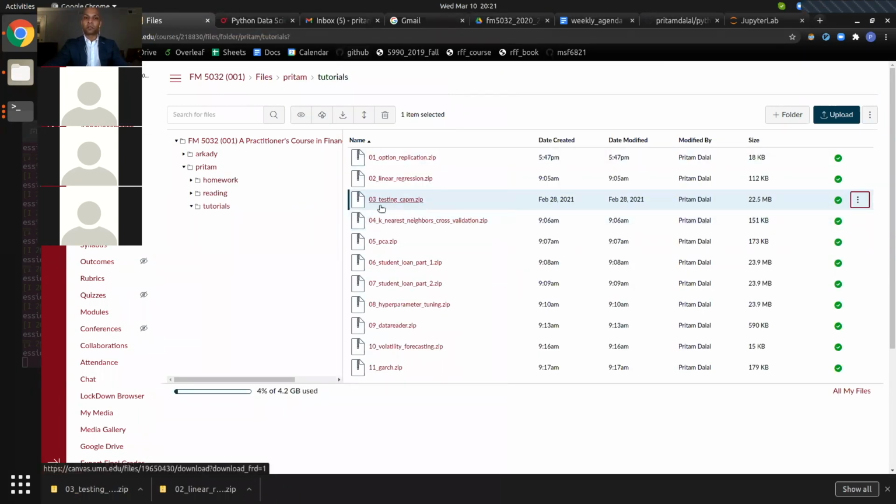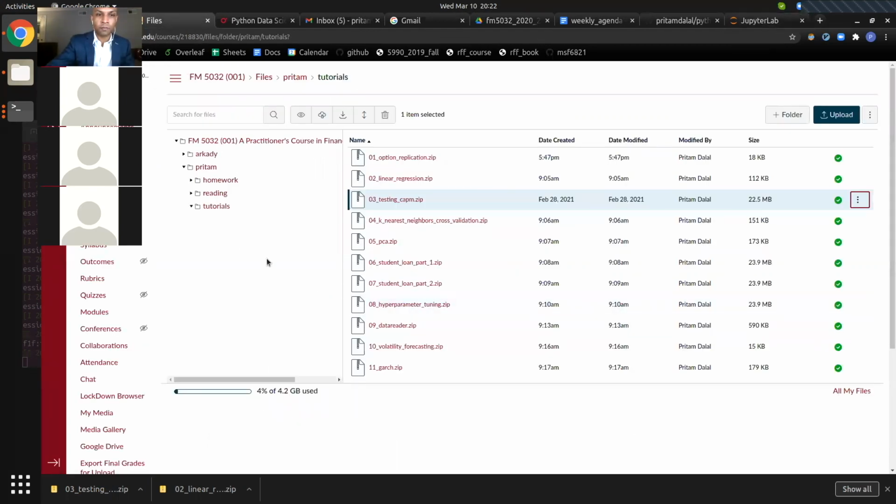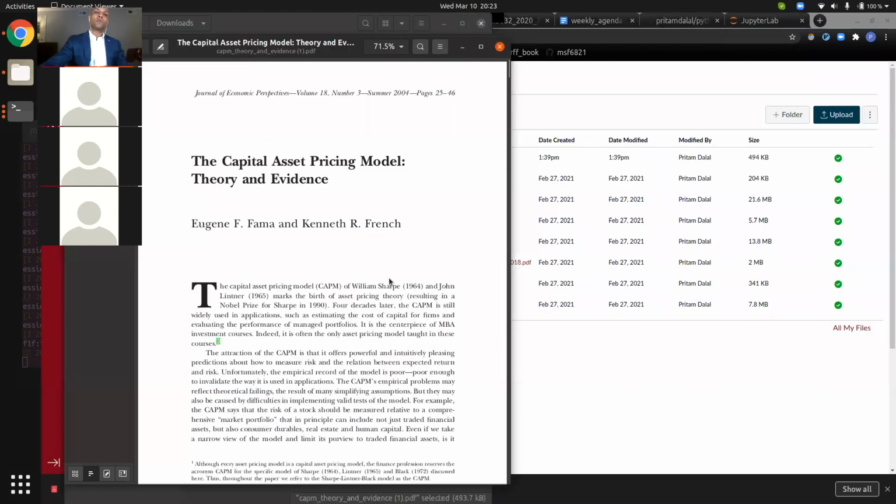So this is tutorial 3, testing the CAPM. Okay, so this tutorial was inspired by a couple of things. One, this paper that I was reading. It was written by Fama and French, and it's an overview of various ways that people have tried to do statistical analysis to either verify or invalidate the capital asset pricing model.